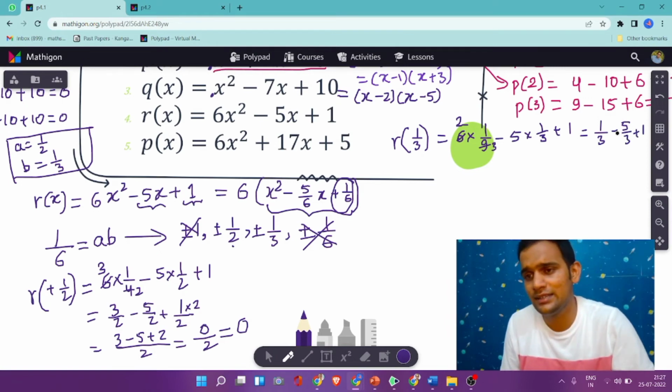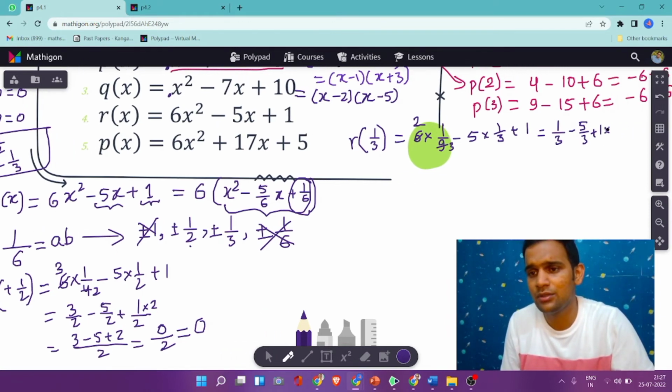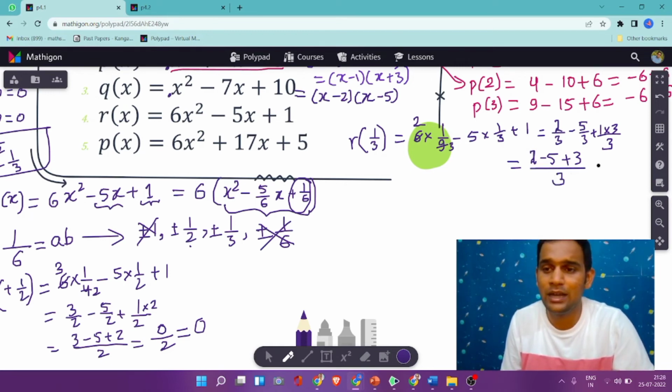Again, take the LCM. So times 3 and divided by 3. So you get 1 minus 5 plus 3. Wait, this one is 2 by 3, right? Sorry. So 2 minus 5 by 3, divided by 3. So 2 minus 5 is minus 3, plus 3 is 0 by 3. That is equal to 0. That means the other factor is 1 by 3.